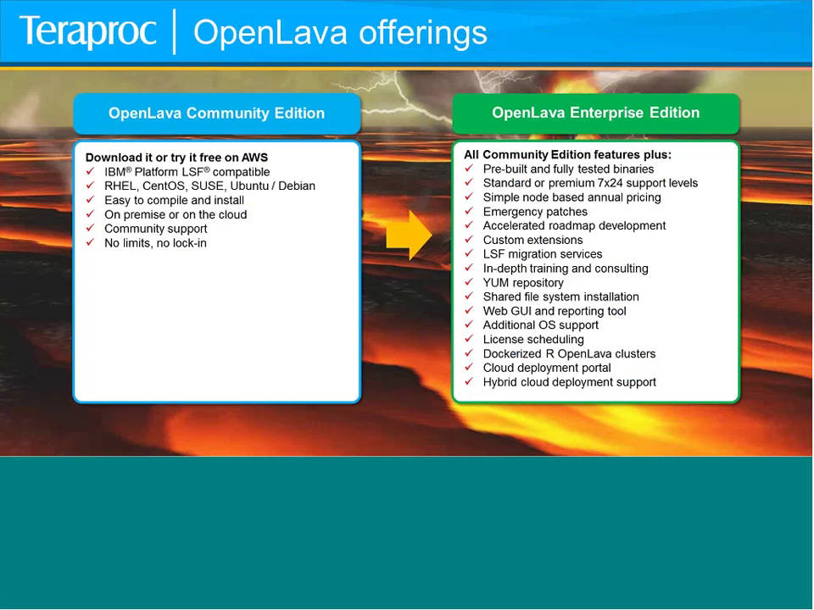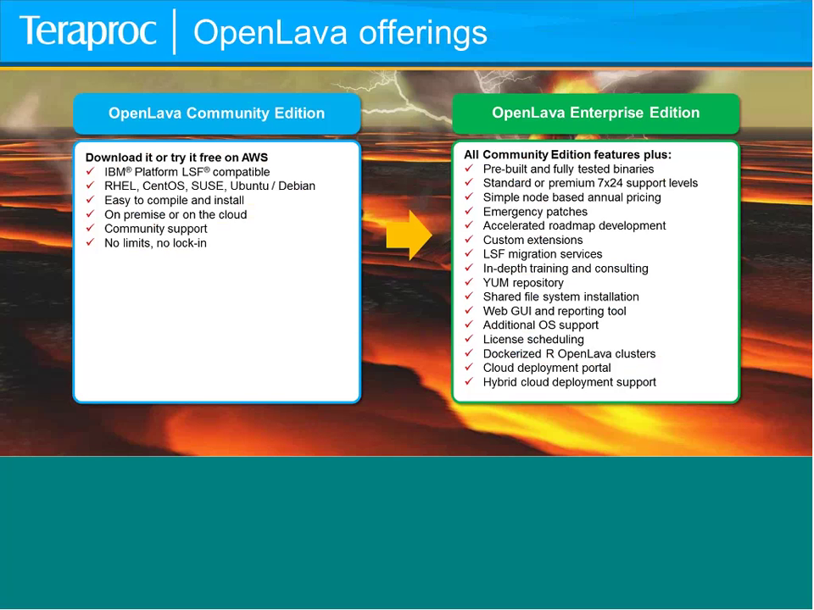If you look at what we offer, essentially there are two editions of OpenLava. The community edition will get you started. You can evaluate the software, install it in your environment to do a test run, or even do some sort of half production deployment, at least to get you experience with the software.